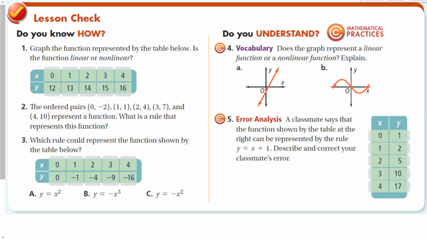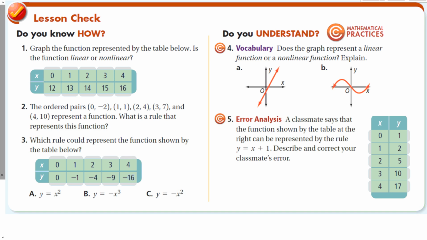So let's look at our lesson check right here. Graph the function represented by the table. Is it linear or nonlinear? So x is going up by 1, y is going up by 1. This is a linear function and pretty simple to graph as well. The ordered pairs (0, -2), (1, 1), (2, 4), (3, 7), and (4, 10) represent a function. What is the rule that represents this function?